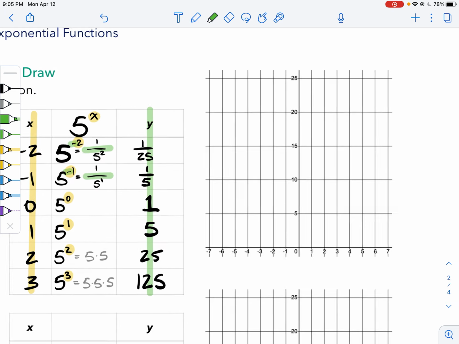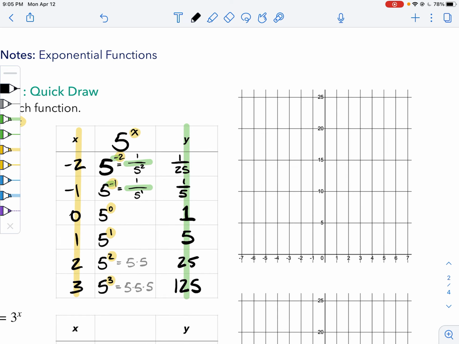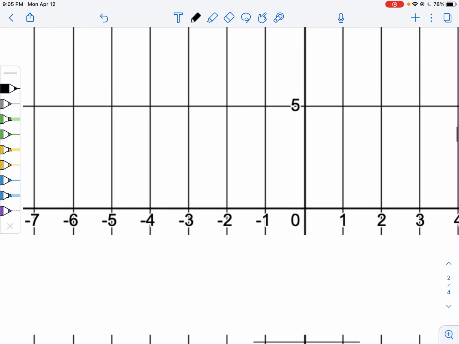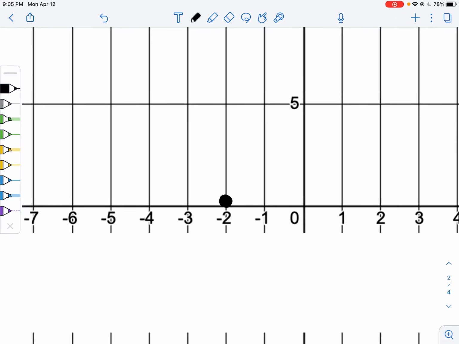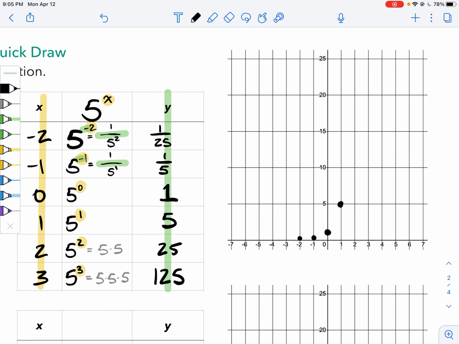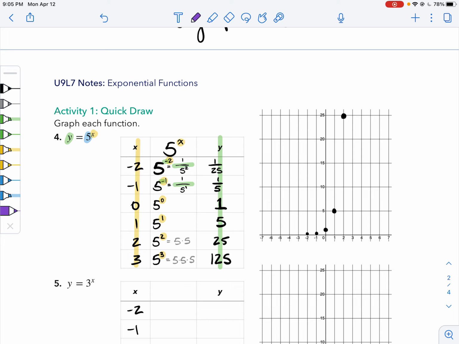Let's plot them. So go -2 up 1/25. Who came up with this? Ugh, it's just tiny right there. Same thing, 1/5. Okay, cool. And then 1. Sweet. All right, okay. Now we're in business. Over 1 up 5. Over 2 up 25. Over 3 up, yeah, that's not going to happen. Remember, we need to have an asymptote right here at y equals 0. That's a straight line, by the way.